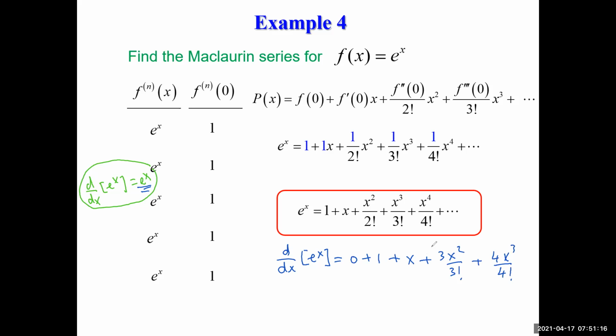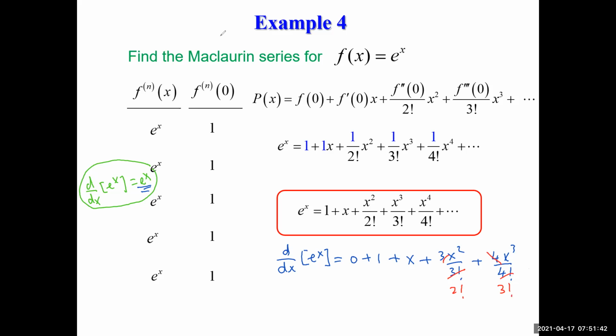Now don't forget that 3 factorial means 3 times 2 times 1. If you cancel the 3, then you have 2 times 1 left, or 2 factorial. This one is 4 times 3 times 2 times 1. If you cancel the 4, then you're left with what? 3 times 2 times 1, or 3 factorial.